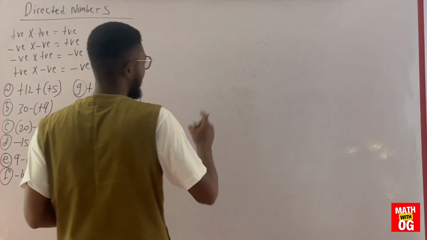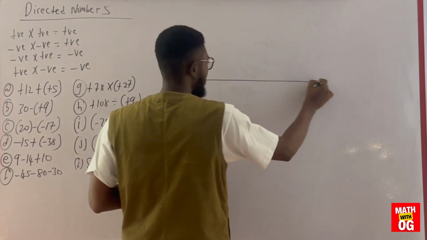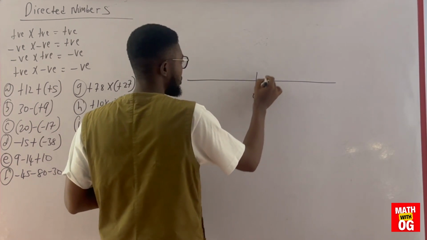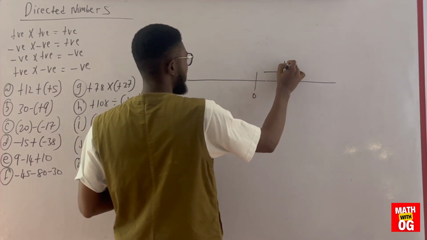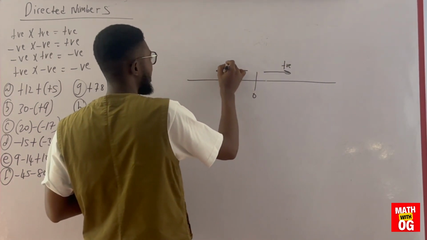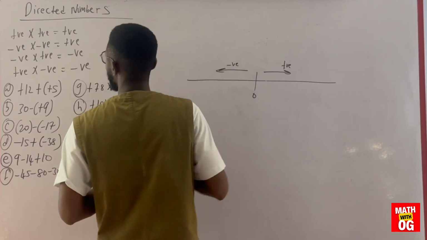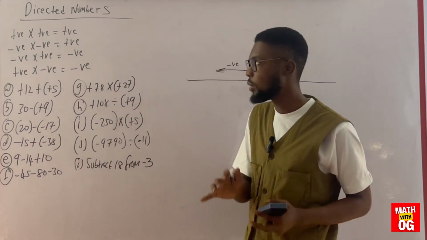So if this is our number line, the midpoint of a number line is 0. So to the right, you have positive numbers, and to the left, you have negative numbers. So that's all you should know for now.